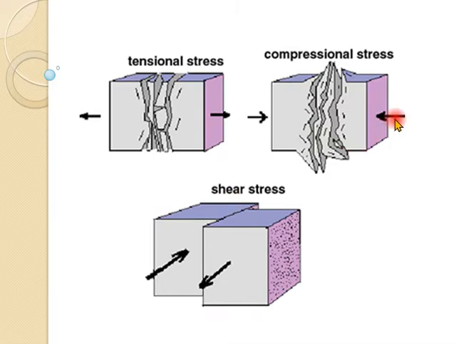Also, this figure explains the compression stress, where two forces act on the same line but in the same direction. So we have this force here acting in this direction, and the other force acting in the same direction, causing a failure in the material in different planes.